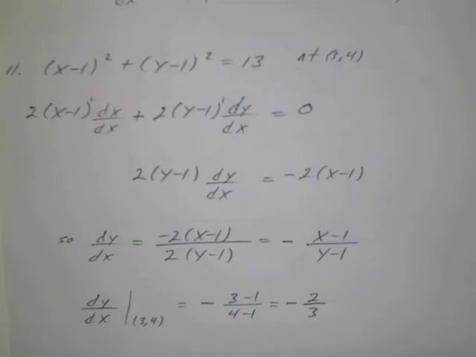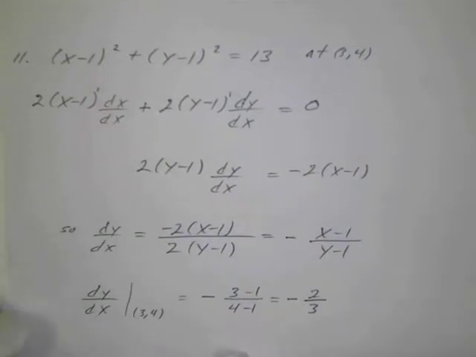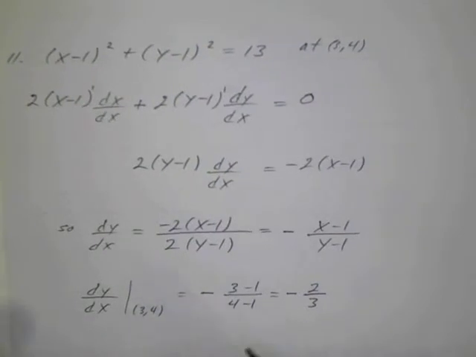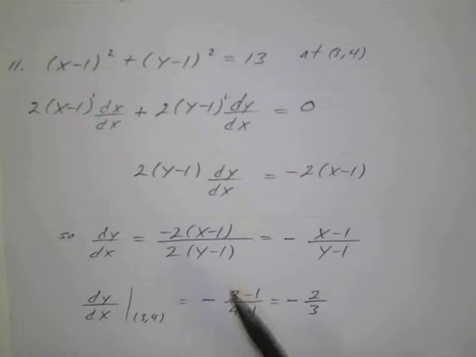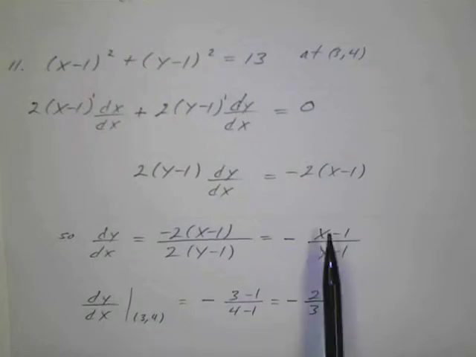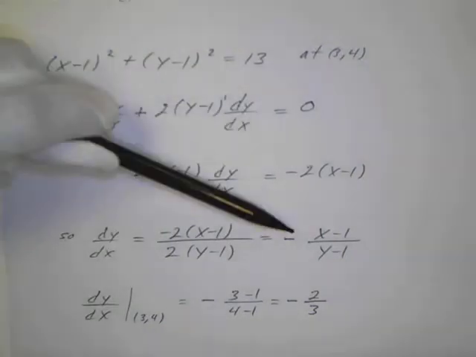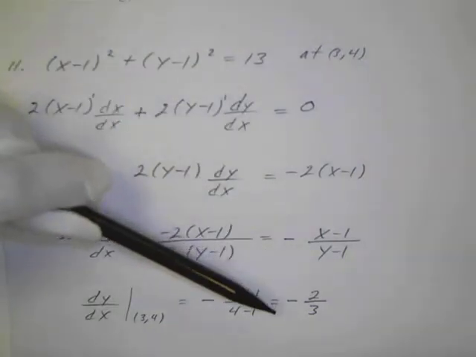All right. And then they want to find that derivative, so they want us to evaluate that. Okay, at the point (3, 4), so we'll put 3 and 4 in for the x and y. So I had negative, and then x was 3 minus 1, and y was 4 minus 1. Well, that's going to be negative, and then 3 minus 1 is 2, and 4 minus 1 is 3, and you're done. Okay, so that's number 11. There's your derivative, and there's your slope at that point.